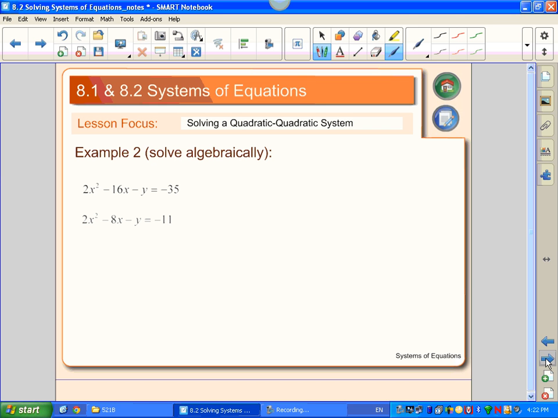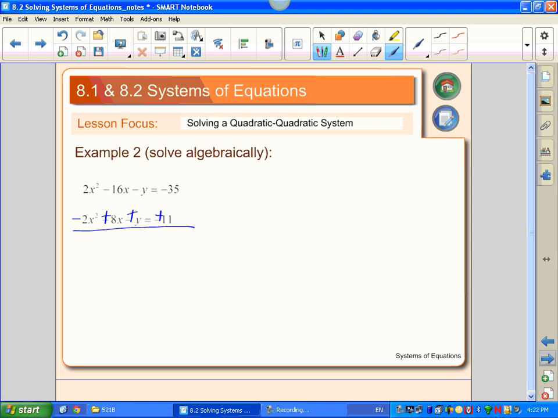And I'm looking at this, I'm saying, okay, look at this. Here's the y, here's a y. 2x squared, 2x squared. I want to subtract so that the variable is eliminated. Because of that, I have to do a sign change. So this becomes negative 2x squared plus 8x plus y plus 11.